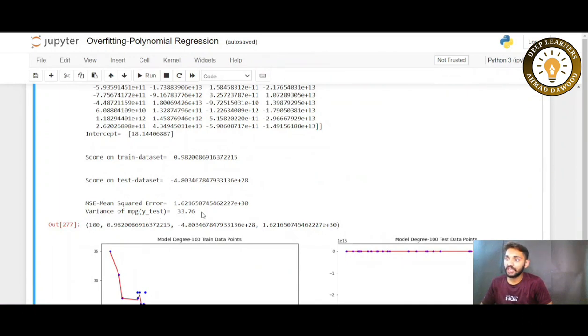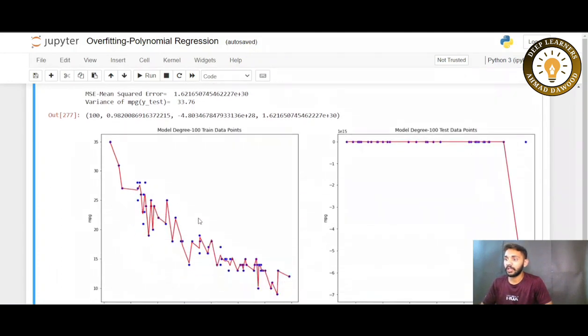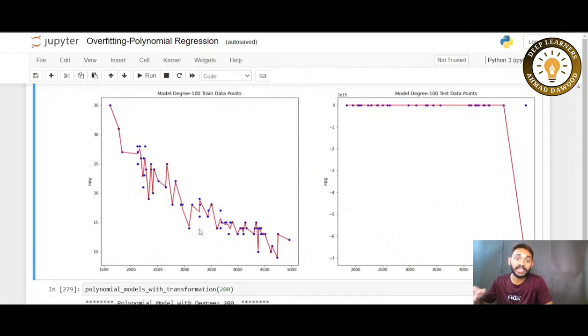Here you can see your variance is 33.76, but your mean squared error is 1.62 times 10 raised to power 30, which is very high, and your score is again calculated in the same way, 1 minus MSE divided by variance. Here you can see that your model is trying to capture the pattern of training data points very well, but it becomes very weird on the test data points.